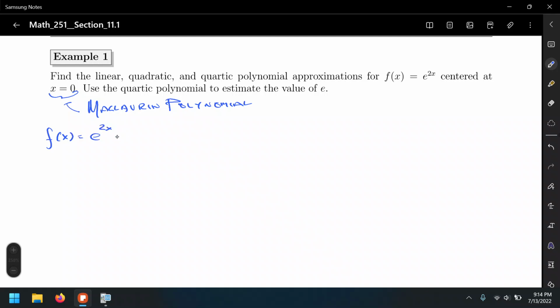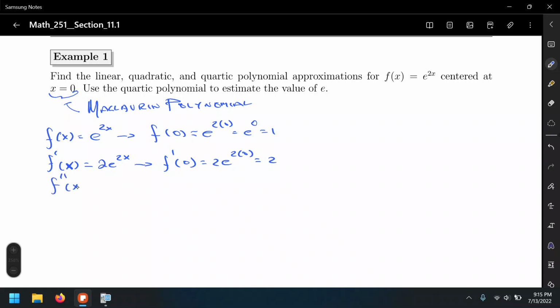e to the 2x, and then we're going to evaluate f at the center value, which in this case is 0. Well, this is e to the 2 times 0, which is e to the 0, which is 1. Let's take the first derivative, f prime. That's going to be 2e to the 2x, and evaluate this derivative at 0 also: 2e to the 2 times 0, that's 2 times e to the 0, which is 1, so 2 times 1 is 2.